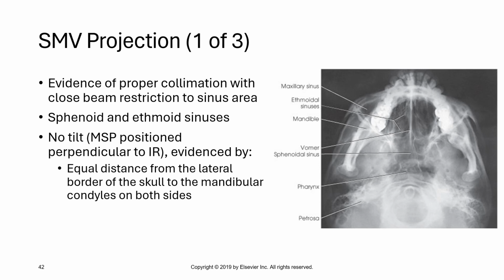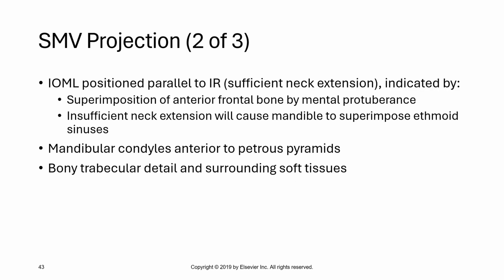Okay. So centering for this, remember we want to do mid-sagittal plane, and it said three-quarters of an inch anterior to the EAM, which you can see on either side there. That puts you right at the end of the vomer and the bony perpendicular plate. Okay. IOML parallel to the IR, yeah, good luck. Okay. That is sufficient neck extension. No, it's not extension, it's hyperextension.